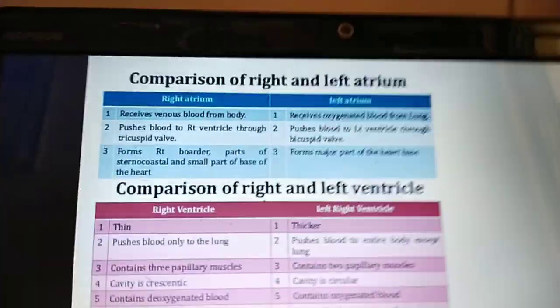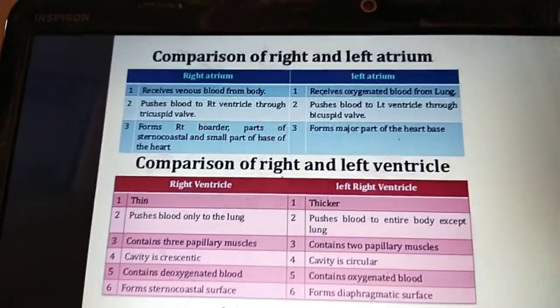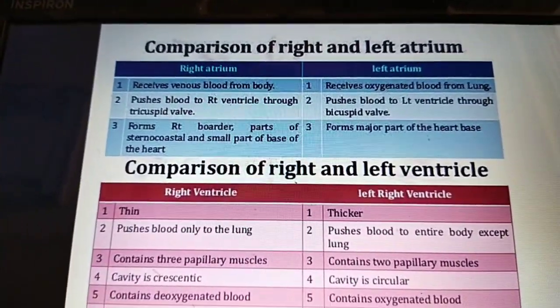Now, what is the difference between the right pump and left pump? And in that, first, right atrium and left atrium.